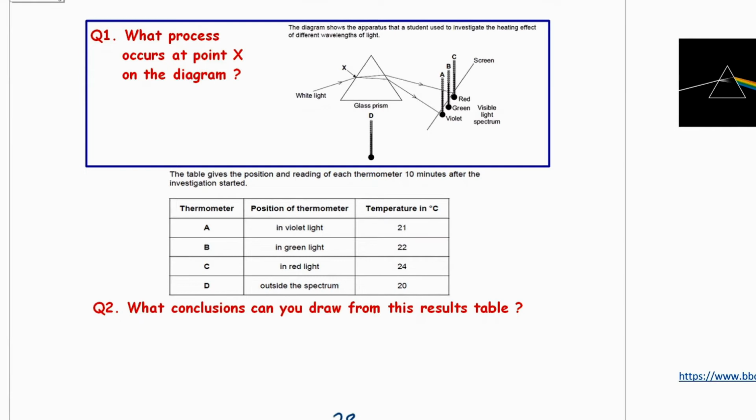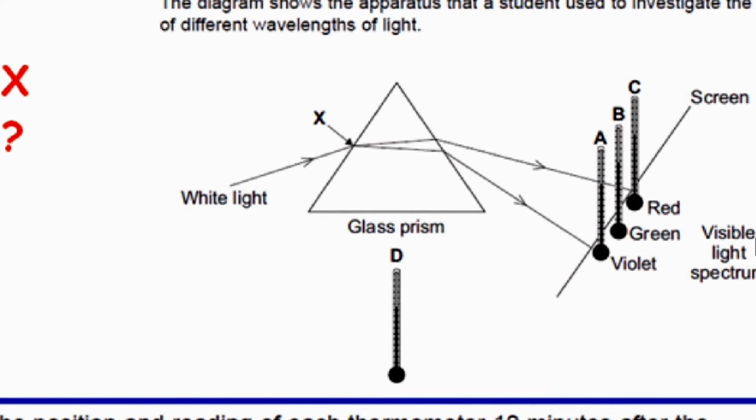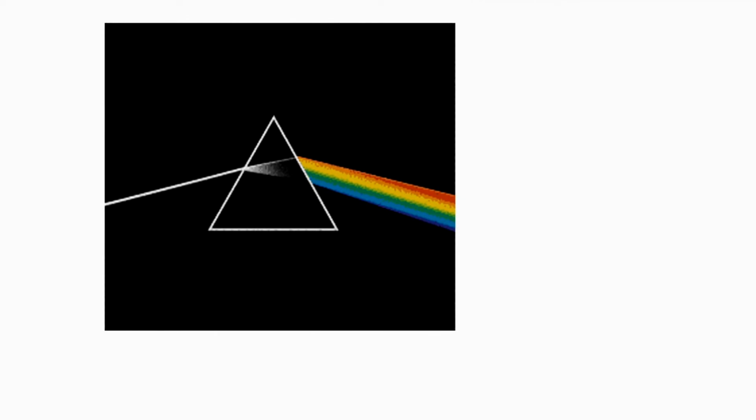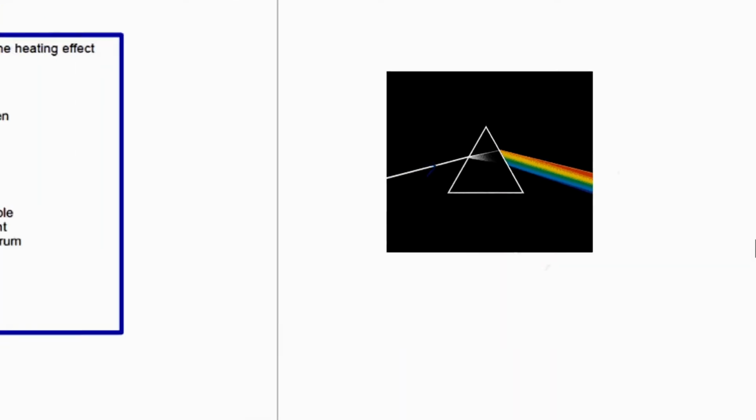So question 1, what process occurs at point X in the diagram? Well, point X in the diagram here, you can see the light is going from air into glass. It's slowing down. Remember, we call that refraction. We learnt this in a previous lesson. And there's a picture on the right hand side here. It's taken off an album cover, Pink Floyd, Dark Side of the Moon. And it shows a white light going in here and the colours of the rainbow, or the visible spectrum, coming out the other side.